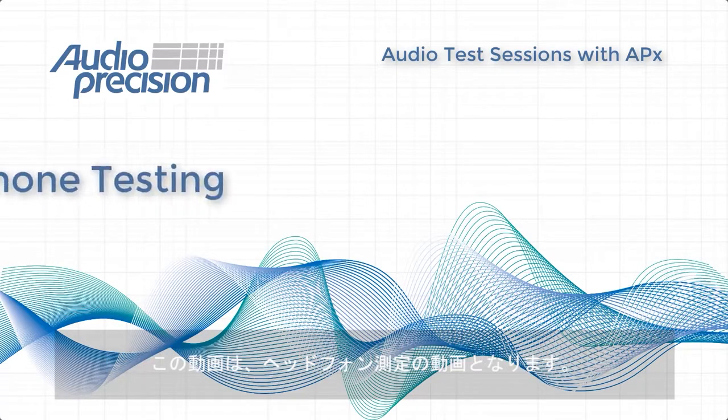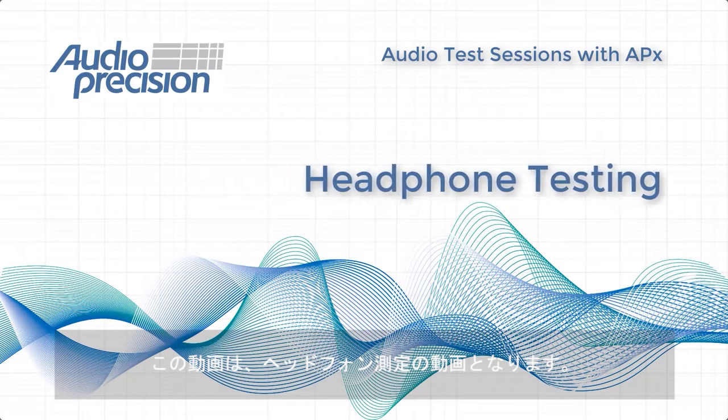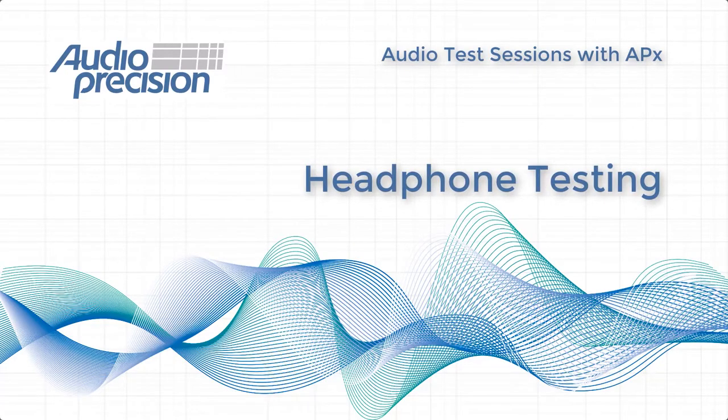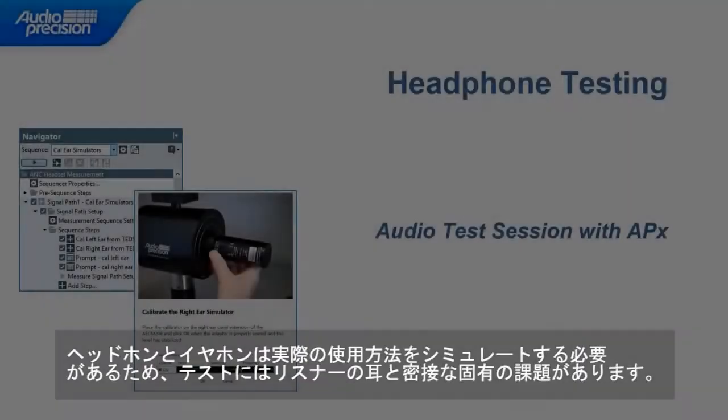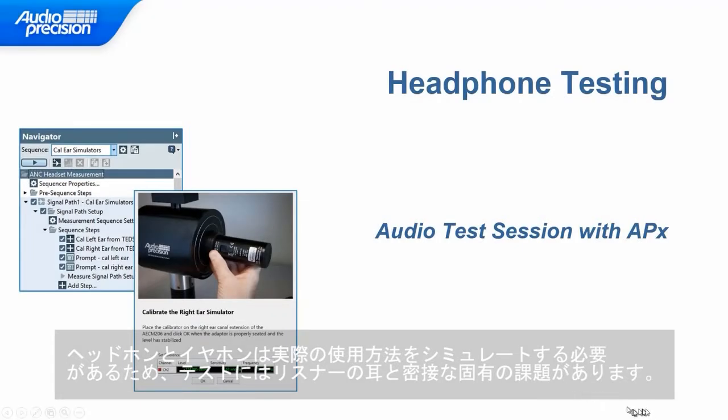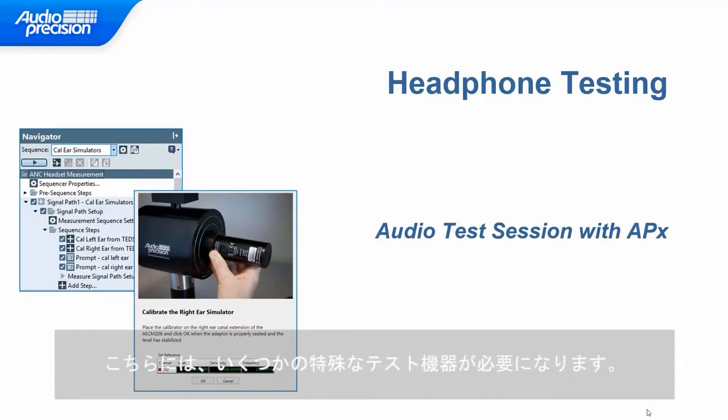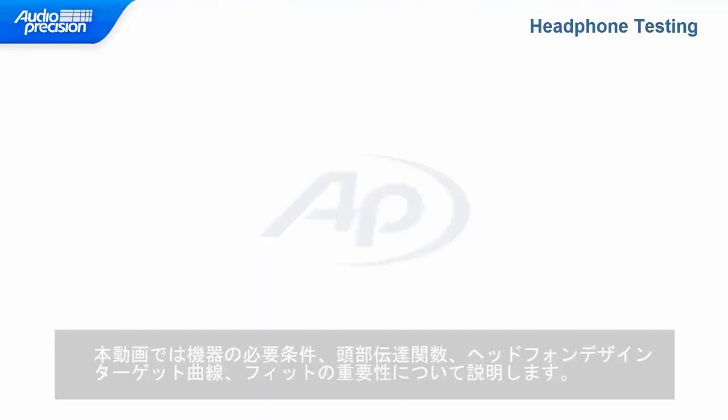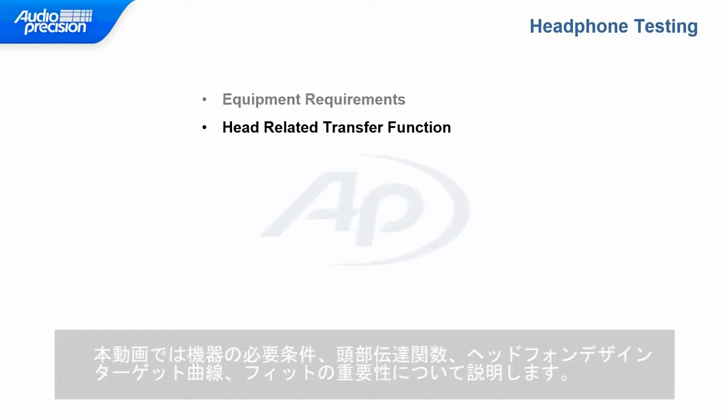In this session, Joe demonstrates headphone testing. Headphones and earphones have unique testing challenges because the tests must simulate the way they are used in practice, closely coupled to a listener's ears. This requires the use of some specialized test equipment. In this video, we'll cover equipment requirements, the head-related transfer function, headphone design target curves, and the importance of fit.